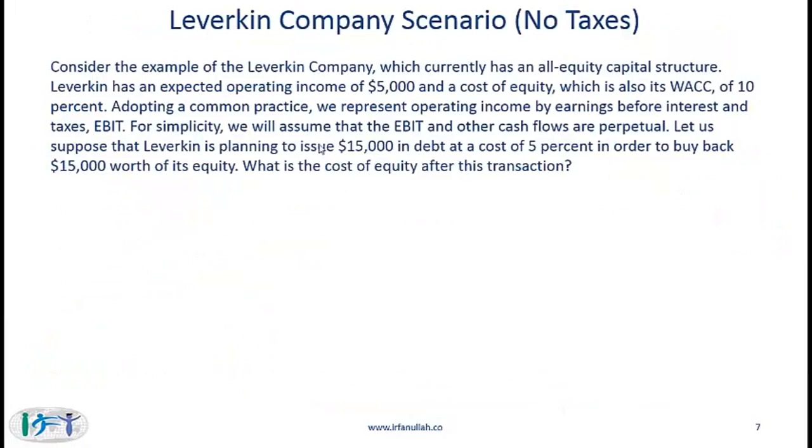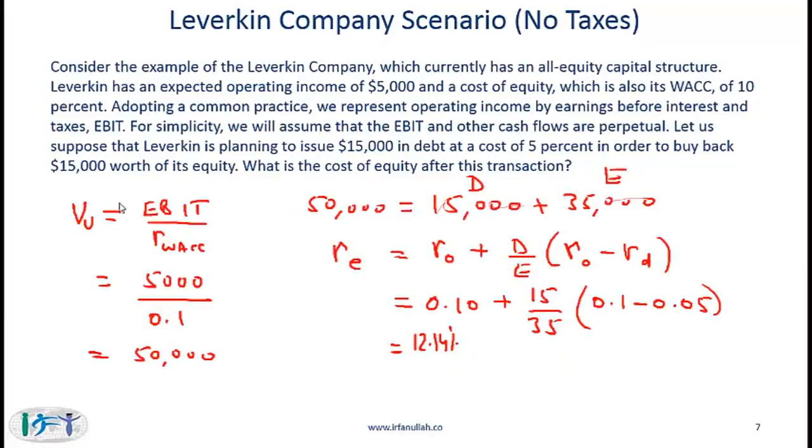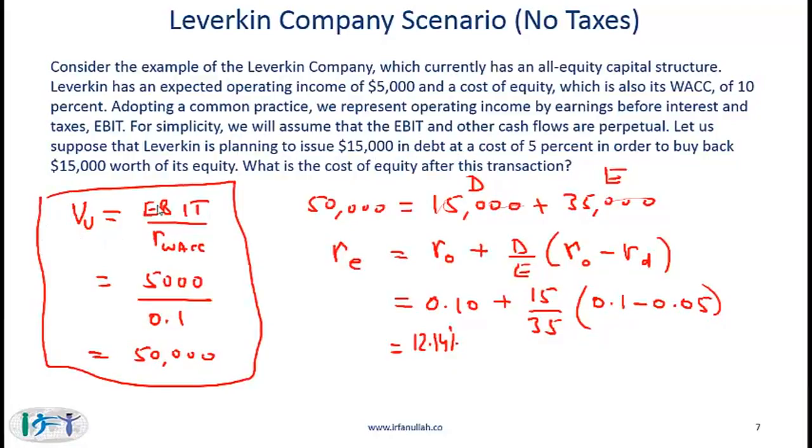So I want you to try this question now, and this has been taken from the curriculum. Do it before looking at the solution. So here is what you do. Before the debt-based restructuring, this is the value of the firm. It's EBIT, 5,000. We are taking this as a perpetuity divided by the cost of capital, which gives us 50,000 as the value of the firm. So you can see 50,000 is the value of the firm, debt is 15,000, equity is 35,000.